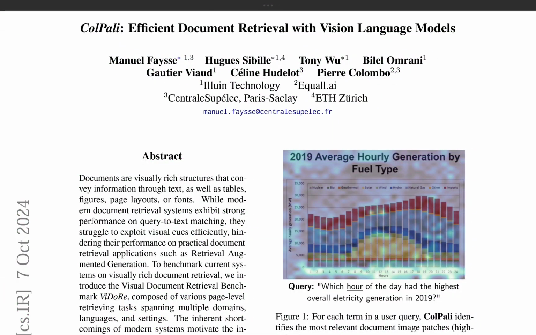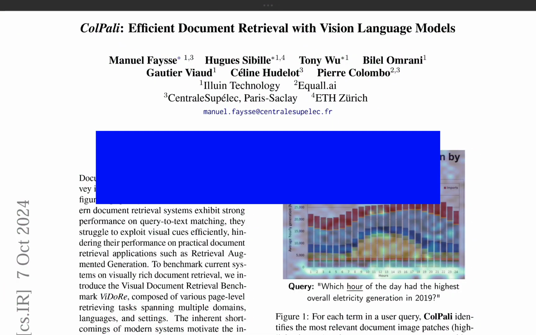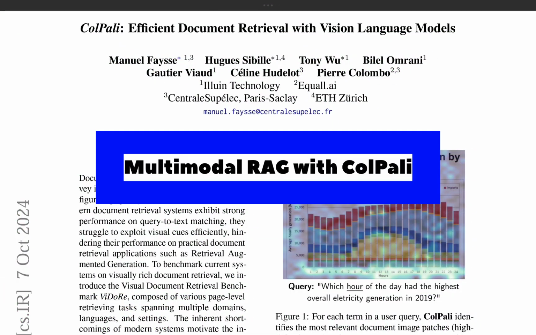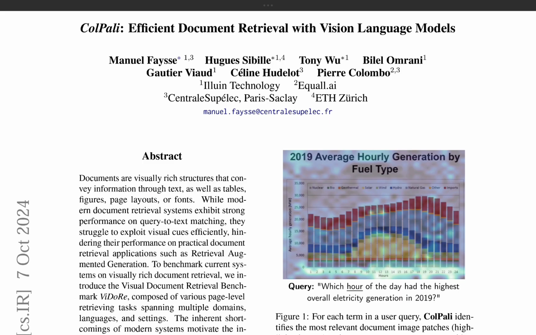Alright folks, so in this video what I wanted to talk about is how you can build a multimodal RAG using ColPali. This paper was introduced around 7th October 2024, which means that this is a very recent paper where they have talked about how we can do efficient document retrieval with vision language models, right?